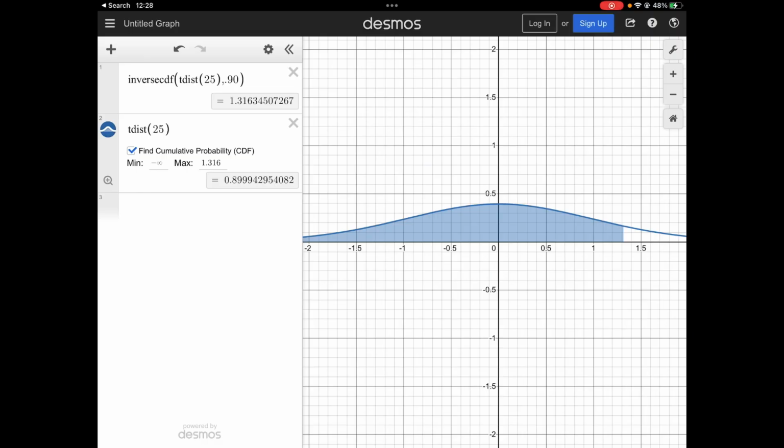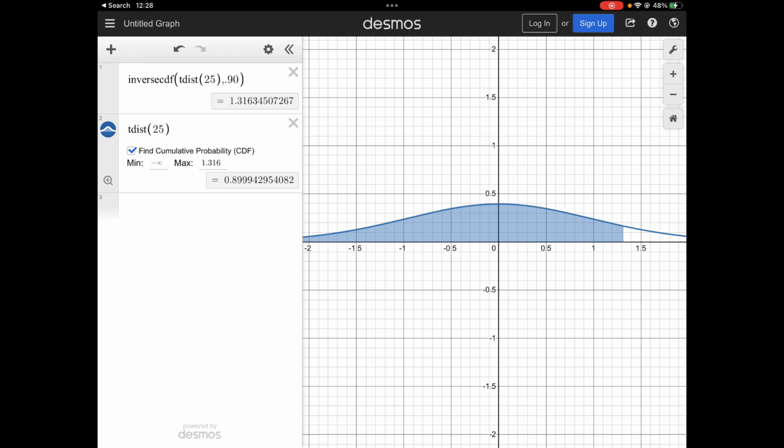A couple ways to do this, and I wanted to show you with a picture. So if you put in the inverse CDF of the t distribution, our degrees of freedom were 25, and then we put in the 0.90 because I knew that to the right of what I'm doing is 10%. So where I'm looking for all the way to the left, which is what t-tables give us, is the 0.90. And so I got the 1.316, same thing that the calculator gave me.